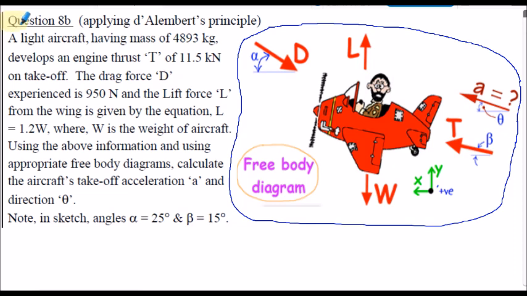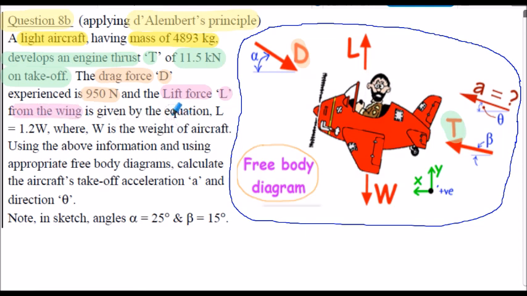I will leave you with question 8 to solve by applying D'Alembert's principle. In this question, a light aircraft has a mass of 4,893 kilograms and develops an engine thrust, capital T, of 11.5 kilonewtons on takeoff. Engine thrust T shown here. This time the aircraft experiences a drag force, capital D, of 950 newtons, capital D shown here on our diagram, and a lift force, L, generated by the wing.